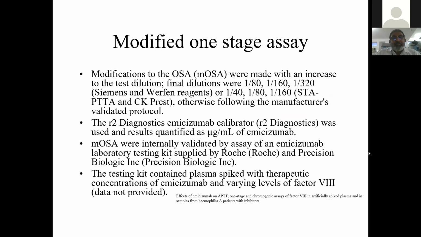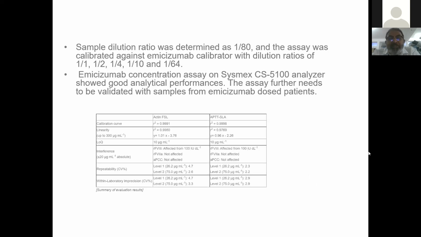So the modified one-stage assay is made exactly like the factor assay that we discussed just now. We use the calibrator to make the standard graph. We use the test plasma, which contains emicizumab, which has been infused in the patient. And just like the factor assay, with multiple dilutions, we follow the 3 rules: straight line for standard, straight line for patient dilutions, and parallelism.